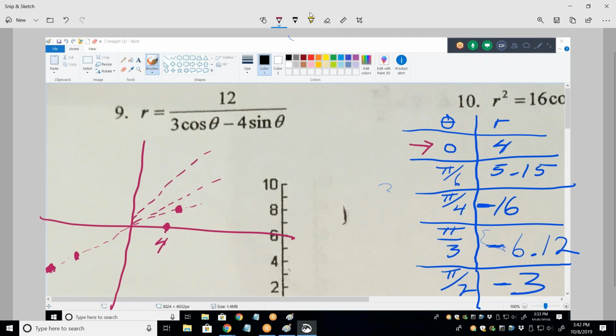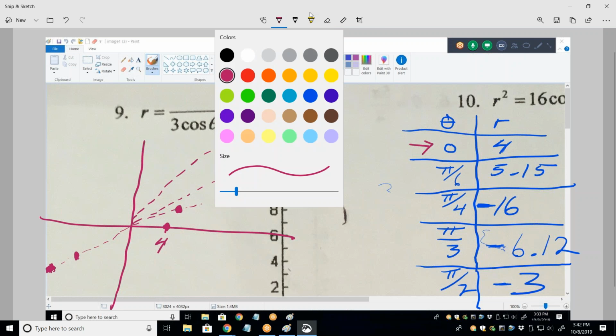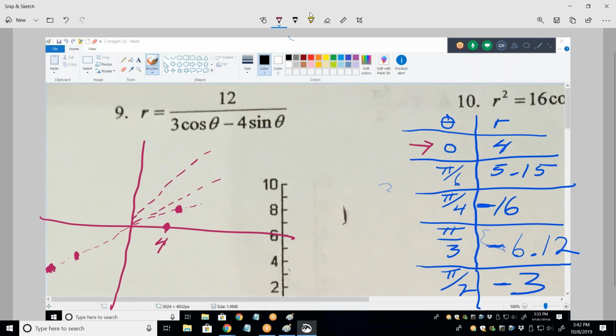Can't get it to erase now. Okay. And finally, when theta is 90 degrees, r is pi or minus 3. You see how I get that? In other words, you pick the angle first, and then if r is positive, you go forward on the ray. If r is negative, you go backwards on the ray.